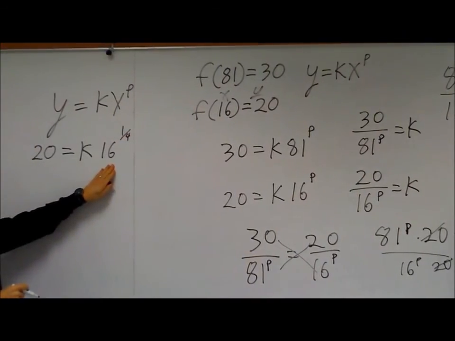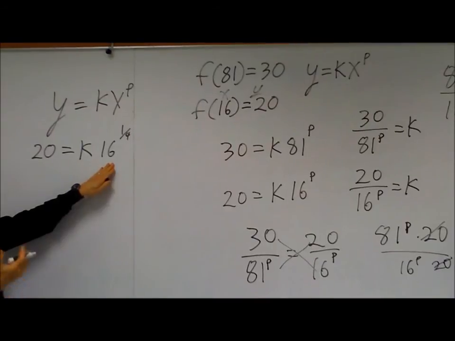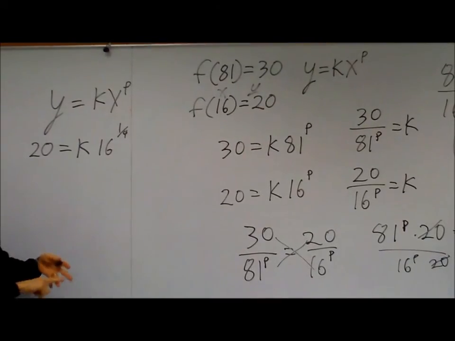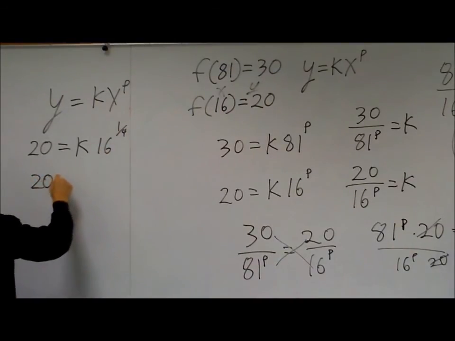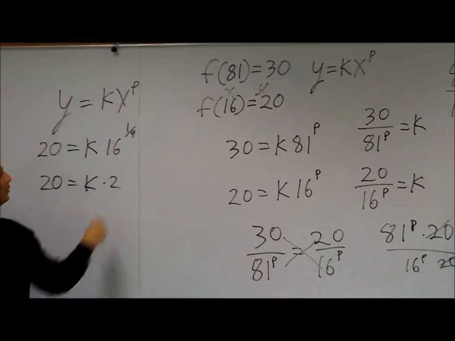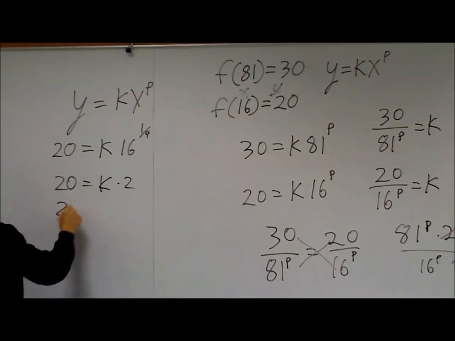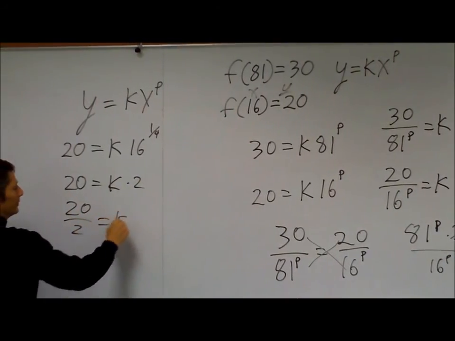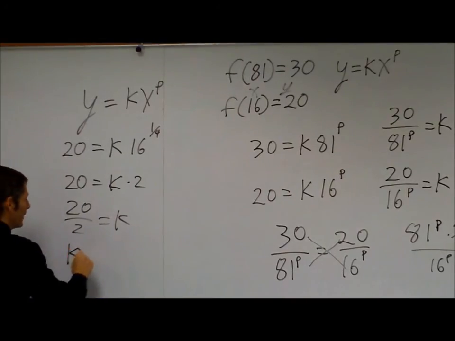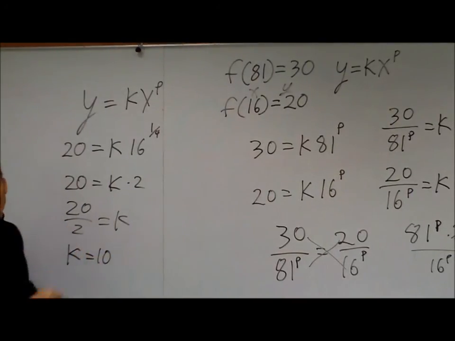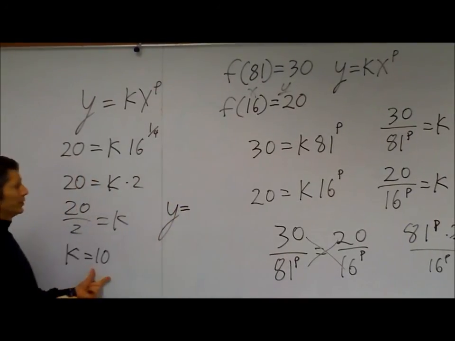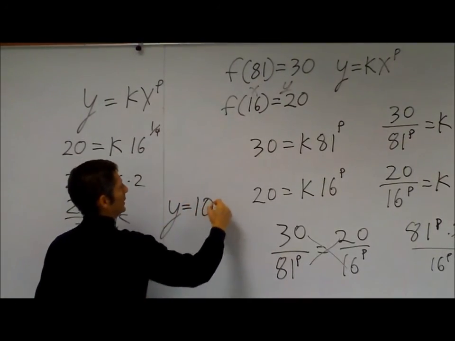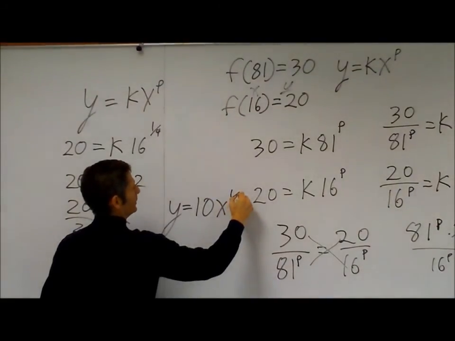Well, I already know what 16 to the 1/4 power is. It's 2, because 2 times 2 is 4, times 2 is 8, times 2 is 16. So this is 2. 20 equals k times 2. Divide both sides by 2. k equals 10, and I can write my entire solution right here: y equals 10 x to the 1/4 power.